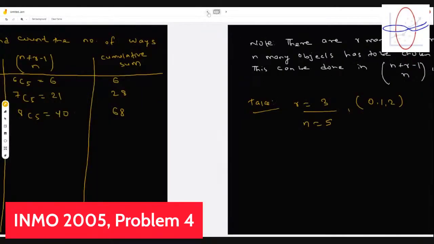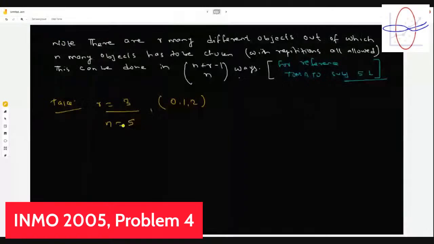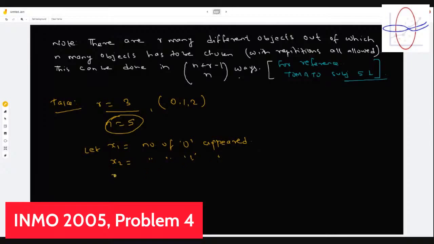This is what we defined. So we have N is equal to 5. Now, let x1 be the number of 0s that appeared, x2 the number of 1s that appeared, and x3 the number of 2s that appeared.